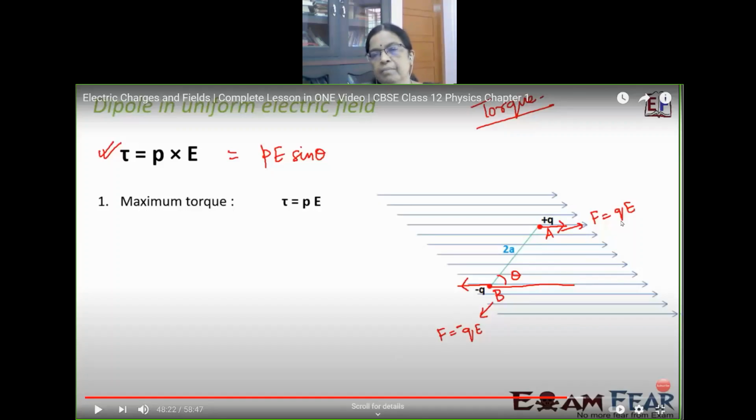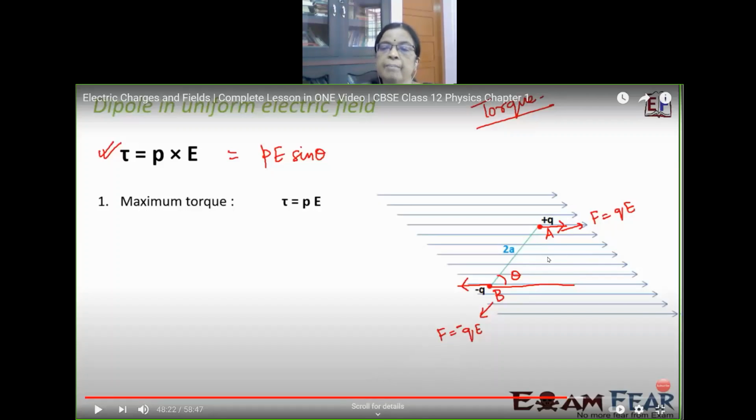One force is F plus QE and the other is minus QE. That means minus represents the opposite direction. Zero, that is the correct answer. Net force acting on the system is zero because they are opposite. Magnitudes are equal, direction is opposite. So the net force acting on the system is zero.